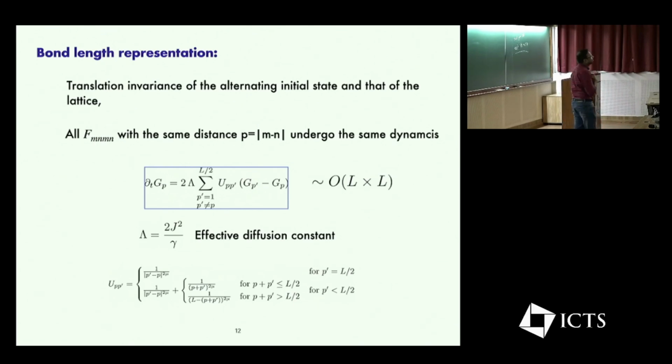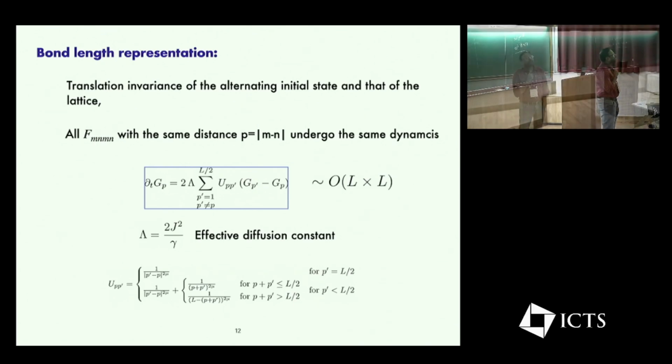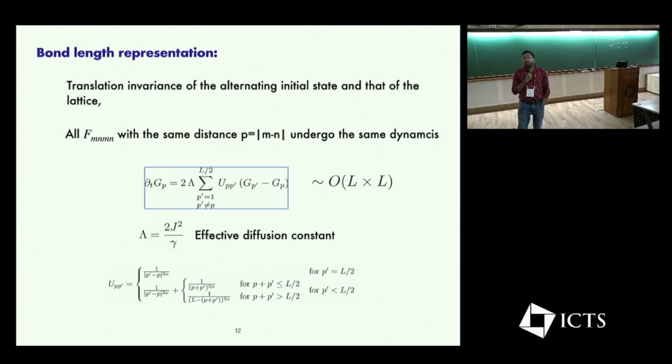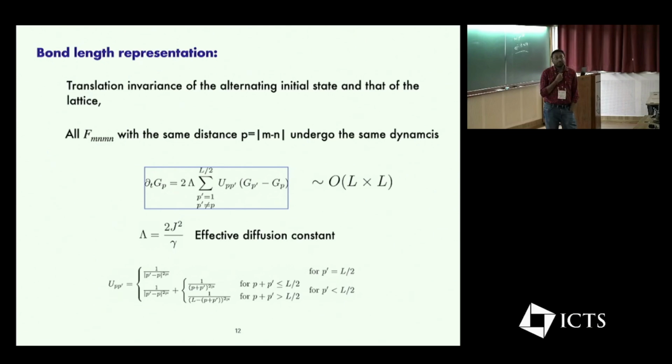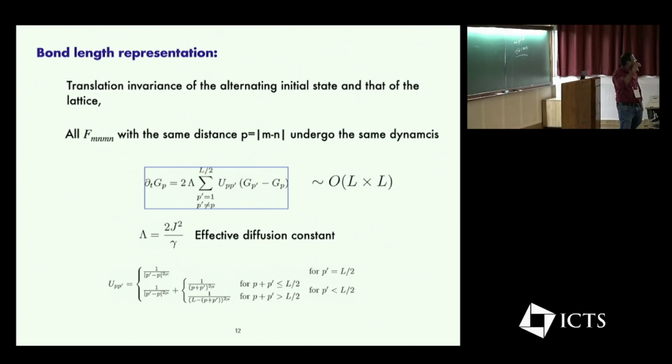So why do non-local observables relax slowly compared to local ones? Okay. Why do non-local observables relax slowly? I don't have a very precise reason. Okay, we can talk about it later.